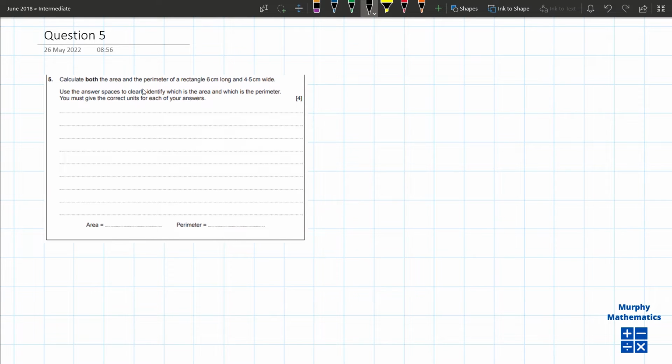We're asked to calculate both the area and the perimeter of a rectangle 6 centimeters long and 4.5 centimeters wide. Use the answer spaces to clearly identify which is the area and which is the perimeter. You must give the correct units for each of your answers. So, okay, let's draw out this rectangle roughly.